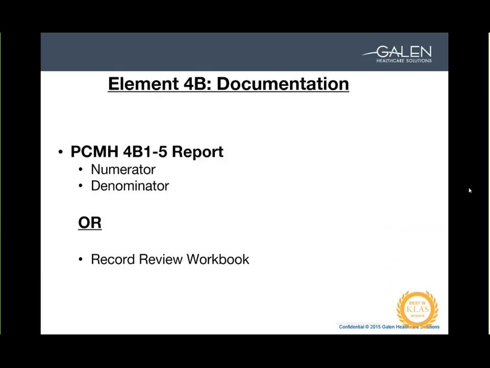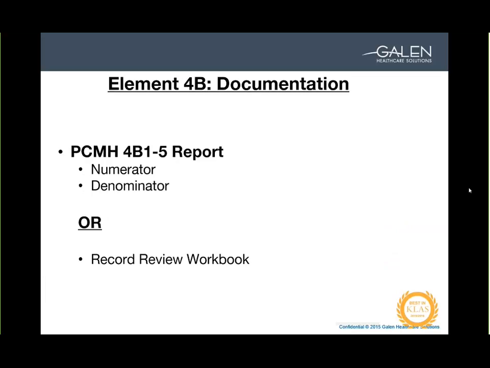Documentation. Again, I just went through that stuff. Numerator denominators 1 through 5, I don't see a lot of people who are able to actually get this without doing the record review workbook. The people who have been able to do this either have some vendors that have some pre-validation of some of the stuff and they can pull that out.